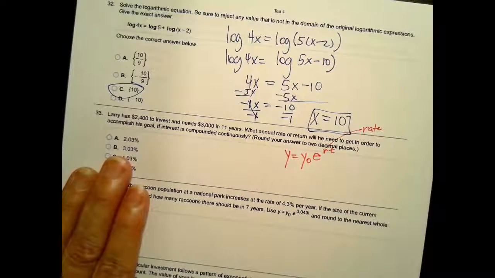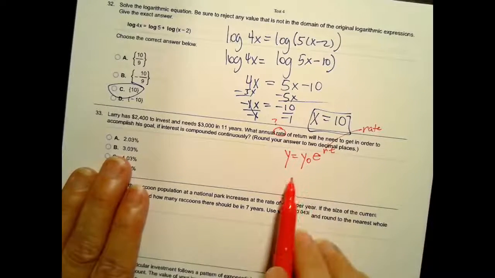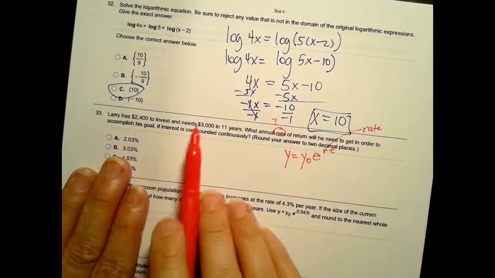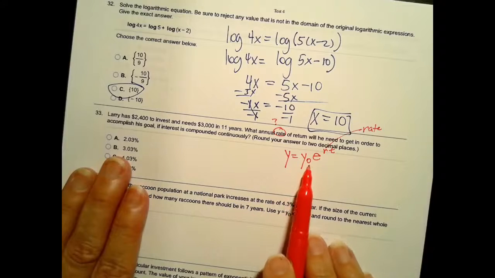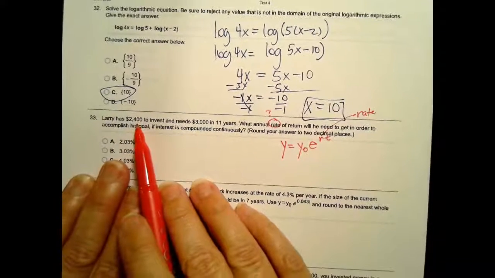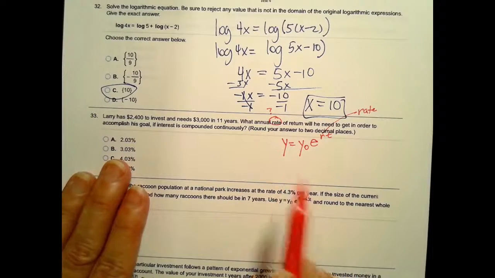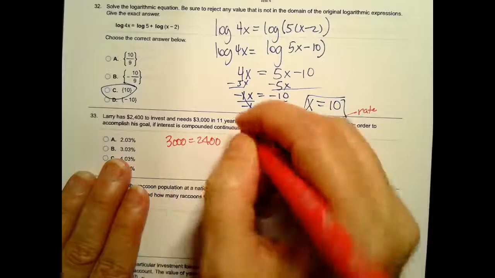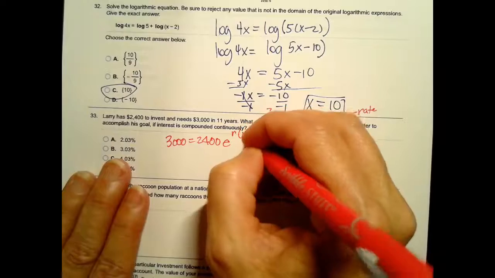So this one, it's asking us for the rate. It's saying, what is that r right there? It gave us y. y is the future value. Remember, what's the future value? It's 3,000 because he needs 3,000. It gave us y naught because that's what we started with. He started with 2,400. And then our t is 11. So we can actually write an equation. So our equation says 3,000 equals 2,400 e raised to the r, that's what we don't know, times 11.